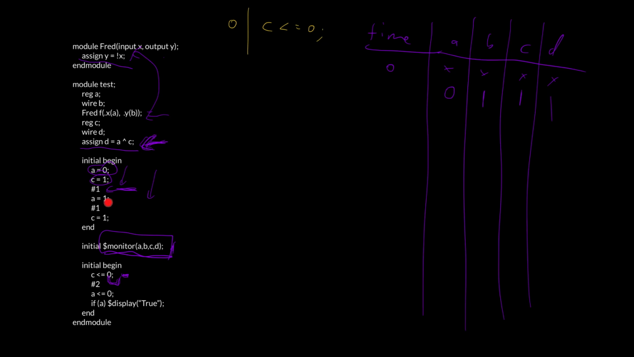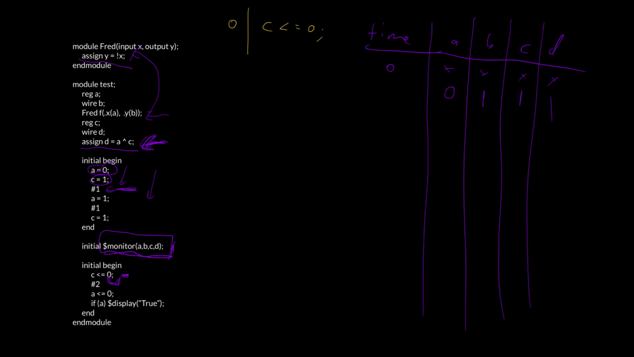Again, I should emphasize, had we chosen a different order, then maybe initially this assign statement would have assigned D to be A exclusive OR C when C was still don't know. Then D would have become don't know. But then when we processed another event, C would have changed again. C would have finally become 1. Then we get to do the assign statement a second time at simulation time 0, and then it would have become correct.